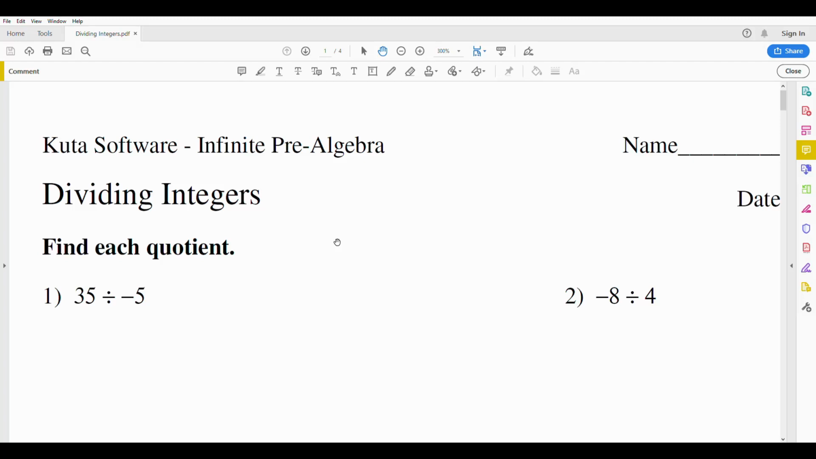In this video, we're going to complete the Kuta Software Infinite Pre-Algebra free worksheet, Dividing Integers. Now, before we jump into this worksheet, I want to do a quick review from my lesson video.